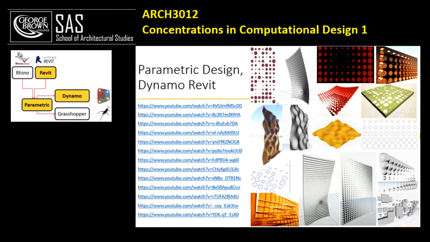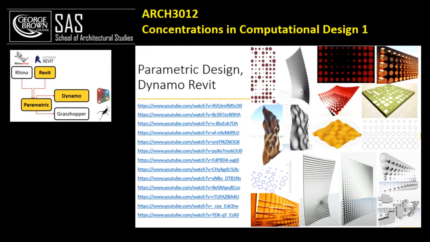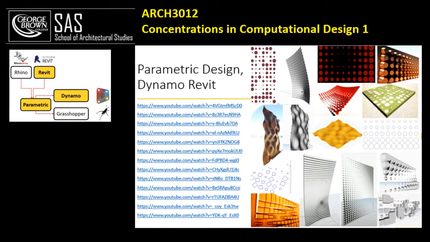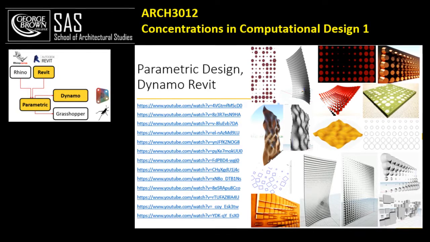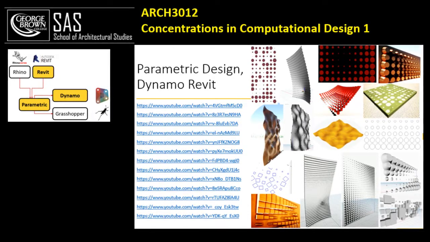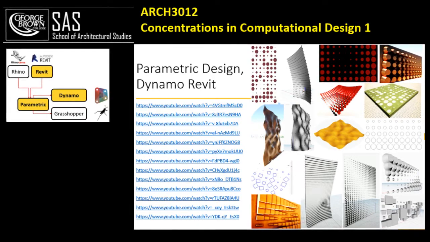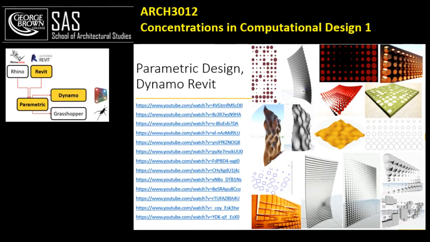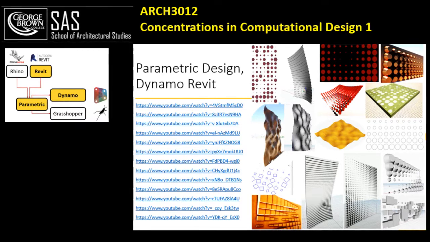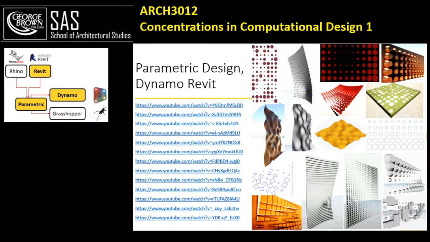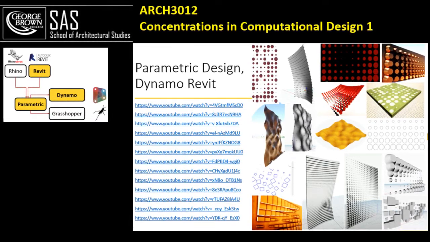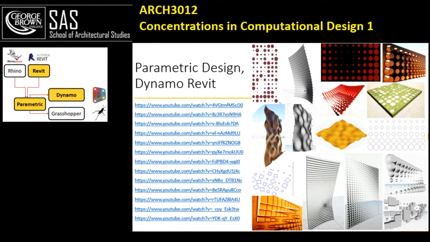In the first half of the semester, we learn more about parametric design using Dynamo Revit. We design both 2D and 3D patterns on horizontal and vertical surfaces using randomization, attractor point, attractor line, and so on. This is going to help us to create interior design and to design facades and different floor patterns.